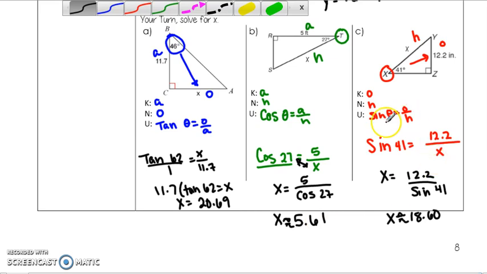Hopefully you used sine on this last one here, opposite and hypotenuse, and then again you can switch these, since if we think about proportions, these would end up being multiplied anyway, so this moving here and this moving here is equivalent. So 12.2 divided by sine 41 is going to equal our x, and then we get approximately 18.60.